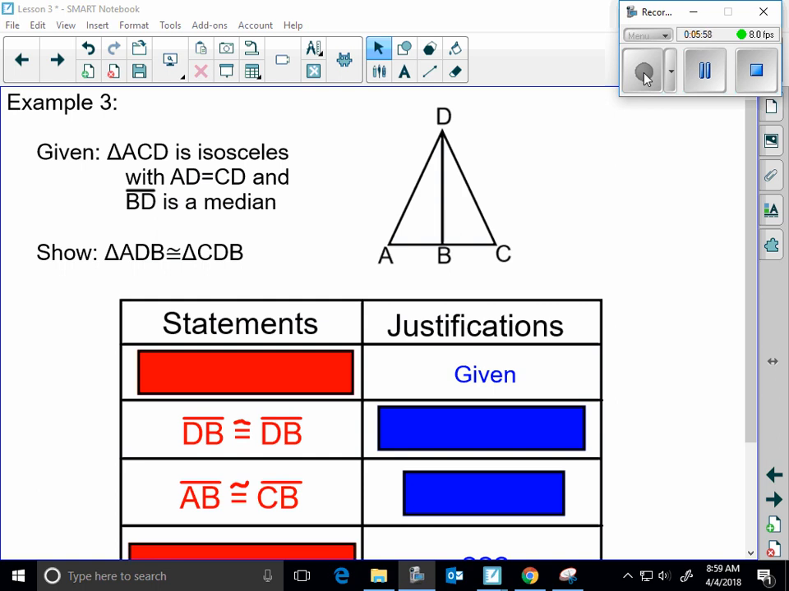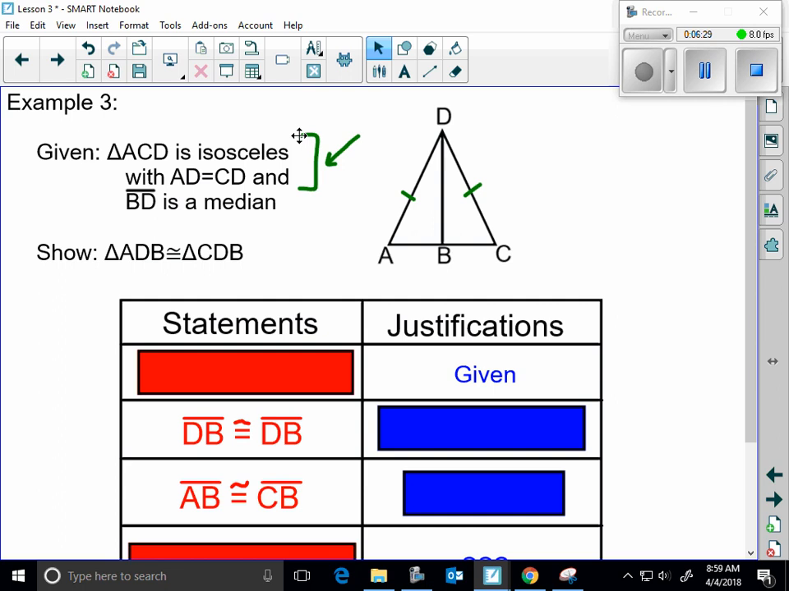Example 3 here tells us that ACD is isosceles again, with AD congruent to CD, and BD is a median. Okay, so let's do some markings here first. I'm going to group these two because I don't want to make the same mistake I did in the last one and go too far with it. So using that, I'm going to mark AD congruent to CD right there.